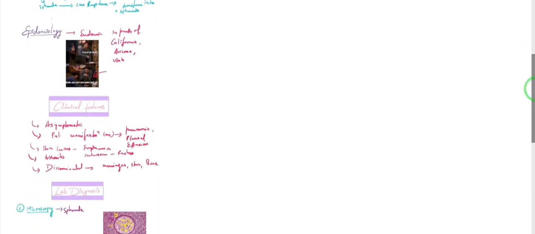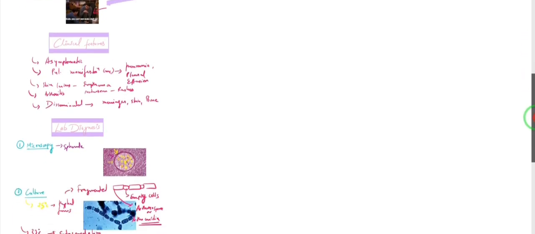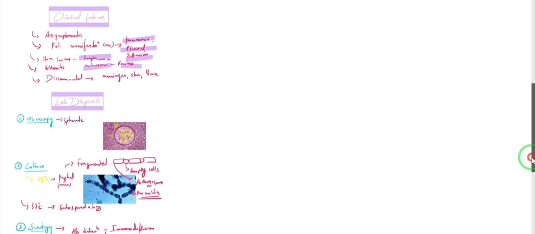Now for the epidemiology, it is found in some parts of California, Arizona, and Utah. In the clinical features, they are normally asymptomatic, but if symptoms appear, the most common are pulmonary manifestations such as pneumonia and pleural effusion, and skin lesions such as erythema nodosum, and some rashes can appear. In disseminated cases, meninges, skin, and bone involvement is also seen.